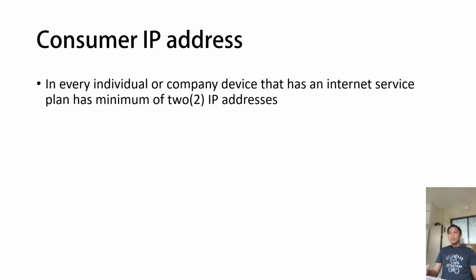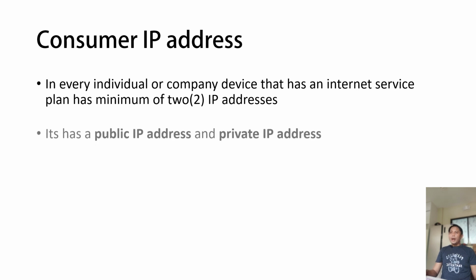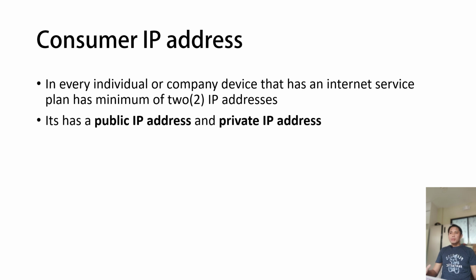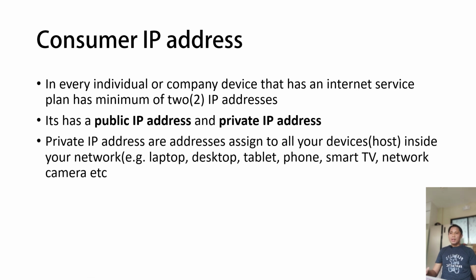Consumer IP address is for every individual or company device that has an internet service plan. Remember, an internet service plan has a minimum of 2 IP addresses. So let's say, for example, if you have a computer, you have a public IP address and a private IP address. Private IP addresses are addresses assigned to all your devices or hosts. We call that a host inside your network. Let's say, for example, your laptop, your desktop, your tablet, your phone, your smart TV, network camera, etc.